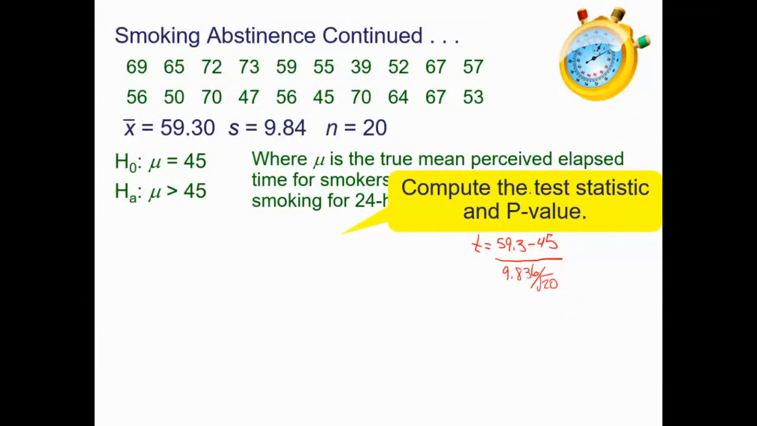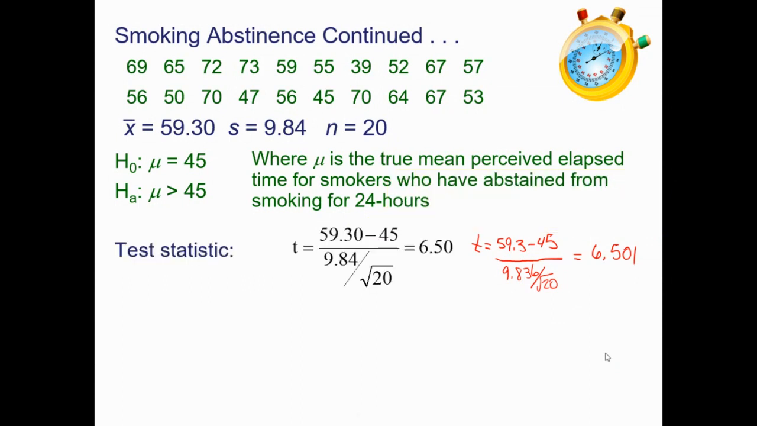And if you got your statistic, what did you get? 6.501, right? Okay. That's what they got too. Good. So now we need to get our p-value.